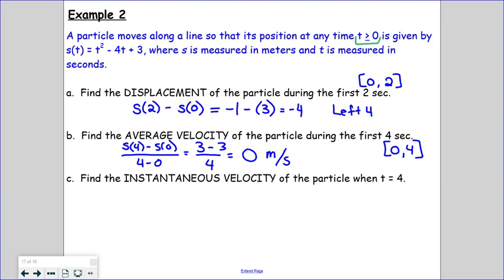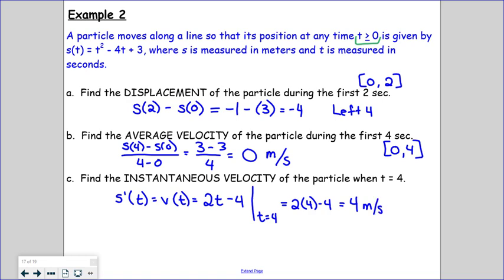Instantaneous velocity, or velocity. Remember, to do instantaneous velocity, we just need to do the derivative of our function at 4. So we're going to look at the derivative of our function, which would give us the velocity function. Use our power rule, so this would be 2t minus 4, and we want to specifically know our answer at time equals 4. So our velocity would be 2t minus 4, evaluated at 4. 8 minus 4 is 4 meters per second.